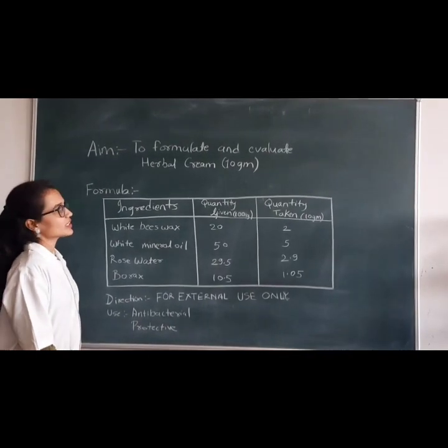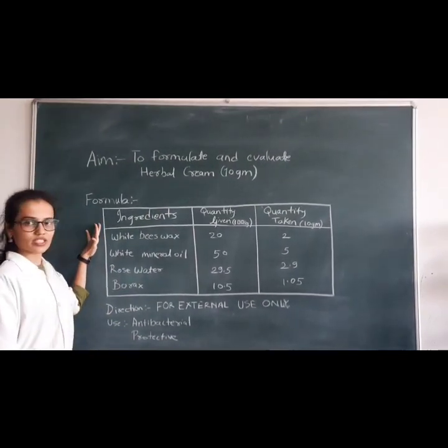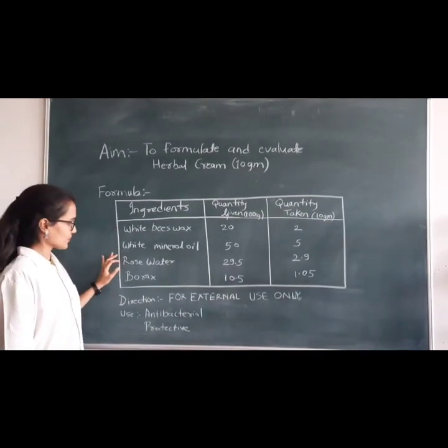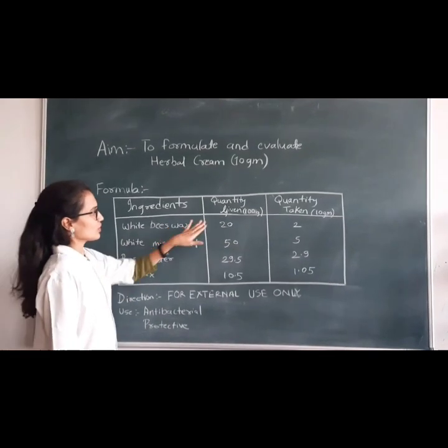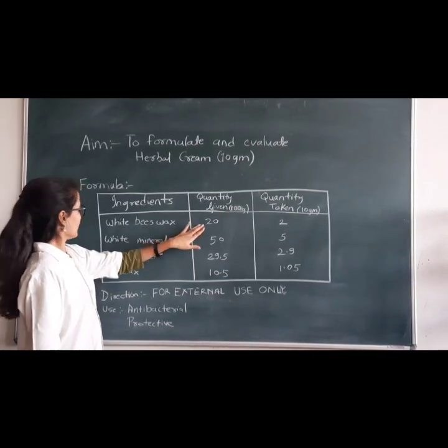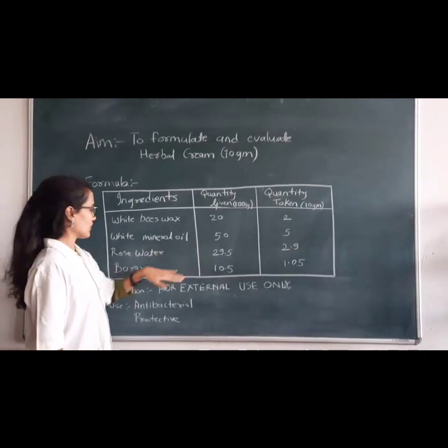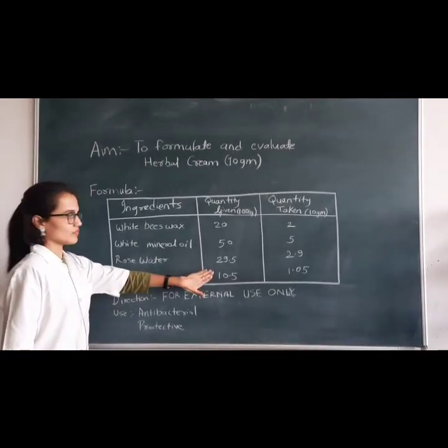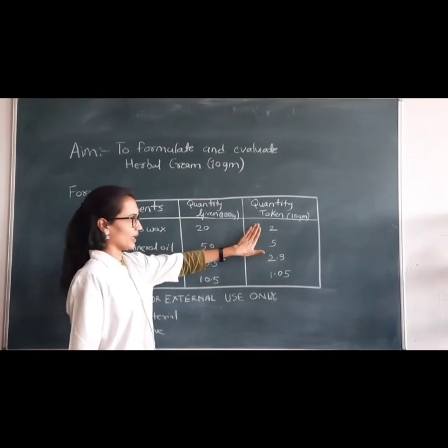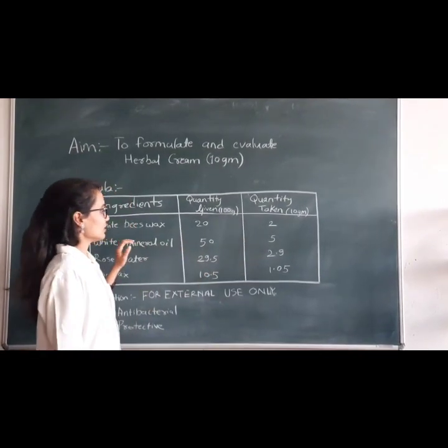To formulate and evaluate herbal cream, we are going to prepare 10 gram of herbal cream. For that the ingredients required are white beeswax, white mineral oil, rose water and borax. So the quantity given is for 100 gram. White beeswax is given 20, then white mineral oil 50 gram, rose water 29.5 and borax 10.5. So by cross multiplication I have calculated the quantity for 10 gram and I have mentioned over here, so that I will weigh the quantity and then formulate the cream.